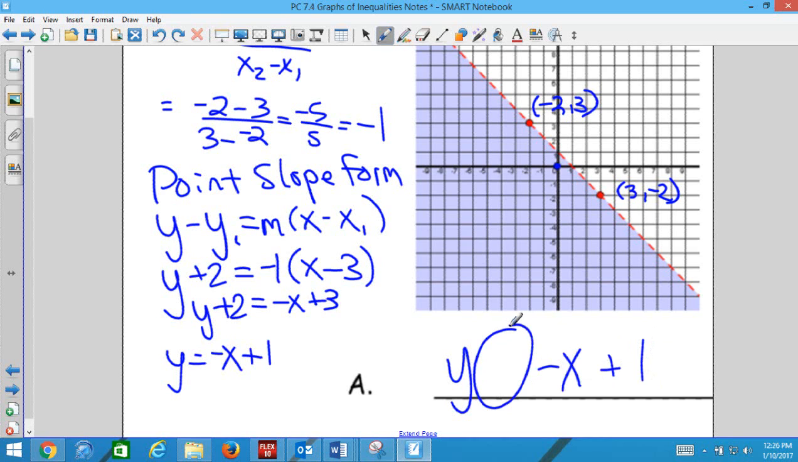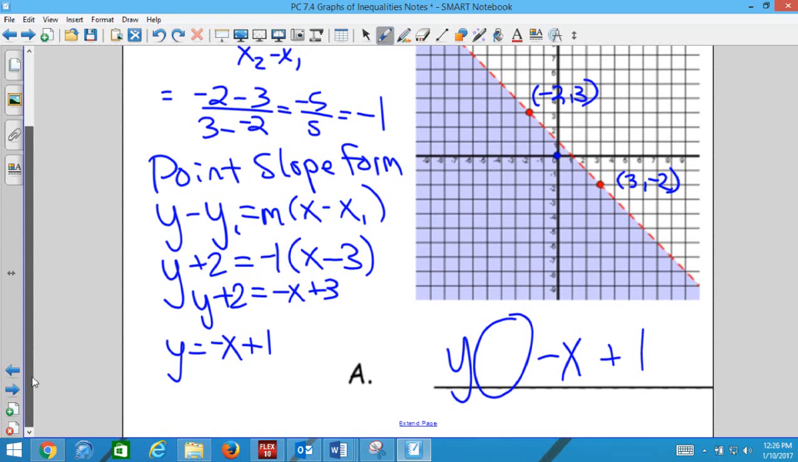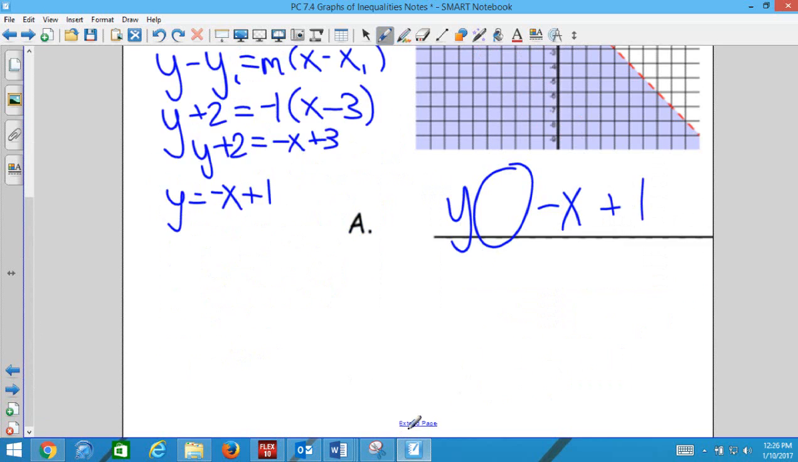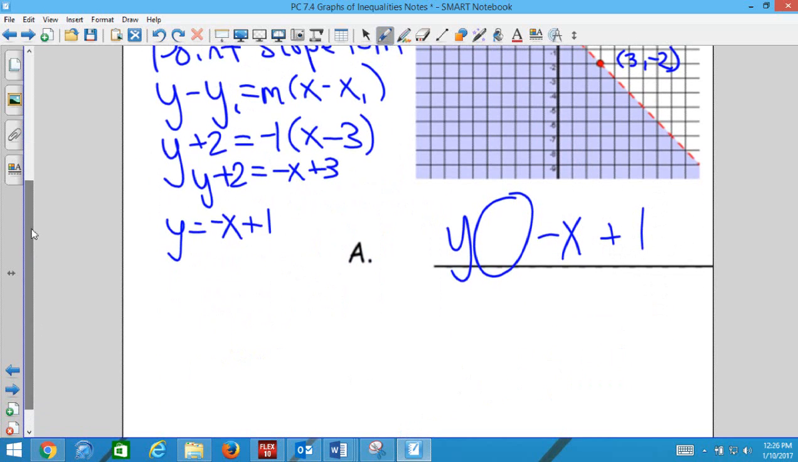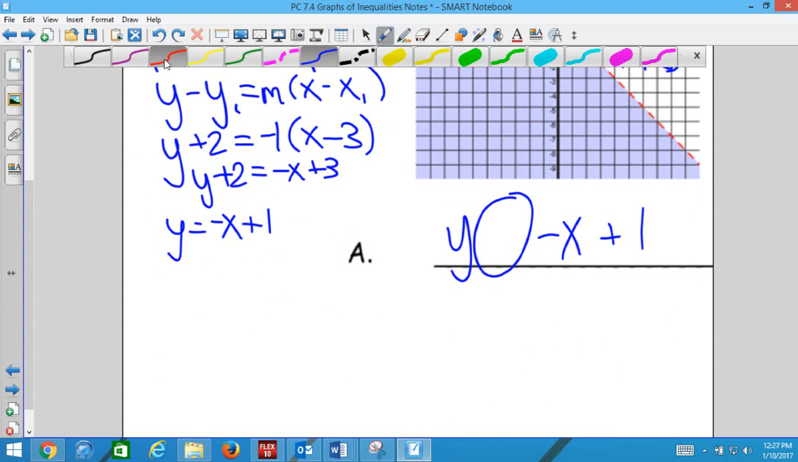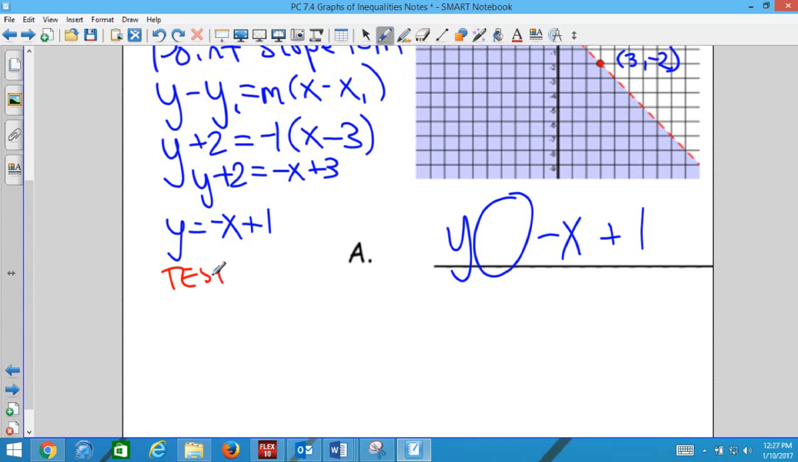So we have to figure out what sign goes here. It's not going to be equal to because it's dashed. Excellent. So it's either less than or greater than. Well, they did darken in a point. I don't know if you can tell on yours because it's black and white. Okay, so if I test 0, 0, and I put in 0 for y and 0 for x, I get 0 on one side and I get 1 on the other.